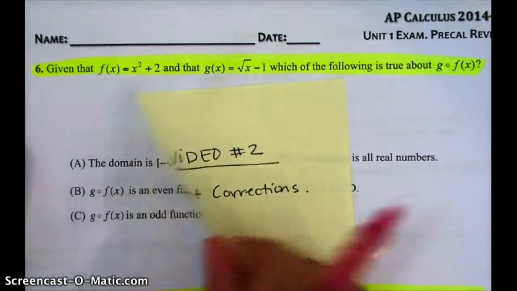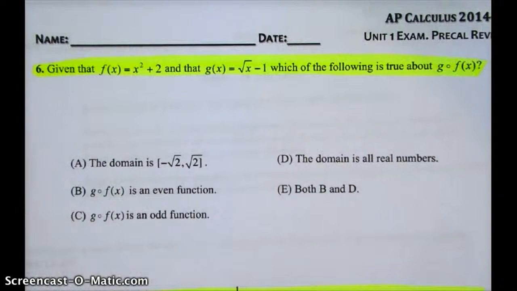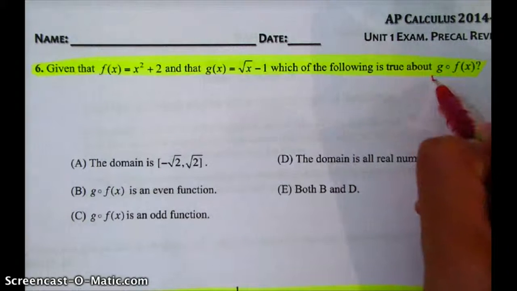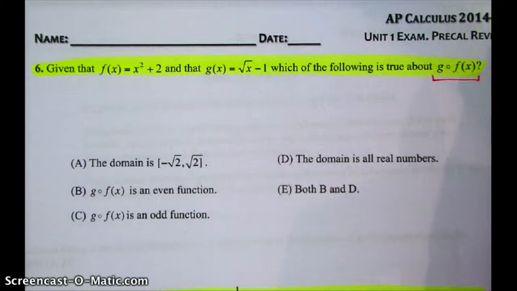So you don't have your test in front of you, but you may remember this question. It said if f of x equals x squared plus 2 and g of x equals the square root of x minus 1, which is true about g of f of x. Everybody seemed to be fine with the composition part.